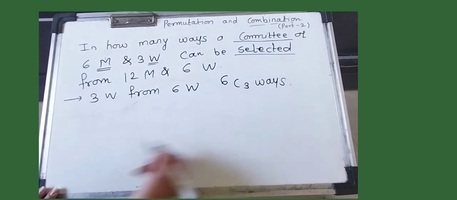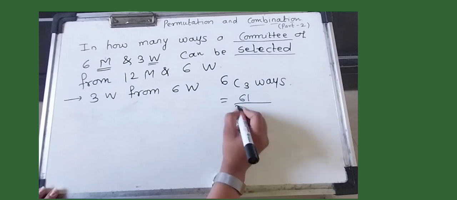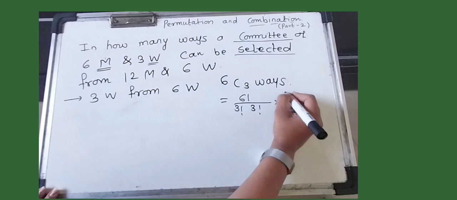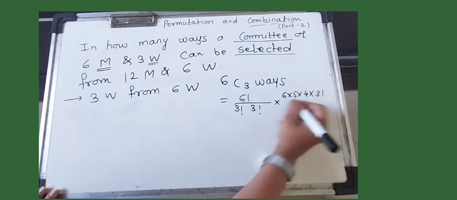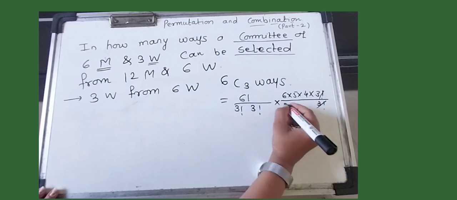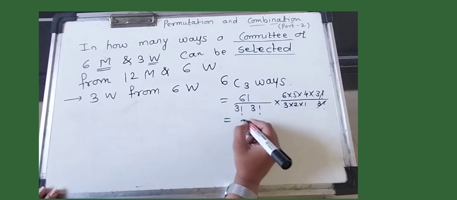Clear? Solve it by formula: 6 factorial upon 3 factorial into (6 minus 3) 3 factorial. So 6 into 5 into 4 into 3 factorial upon 3 factorial gets cancelled, and the remaining 3 factorial is 3 into 2 into 1. So the answer is 20 ways.